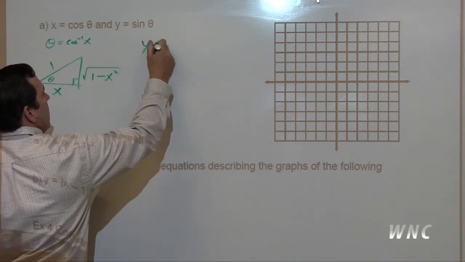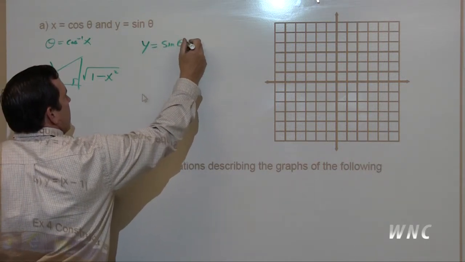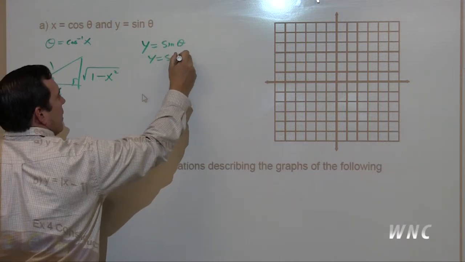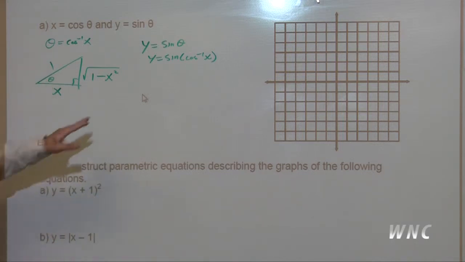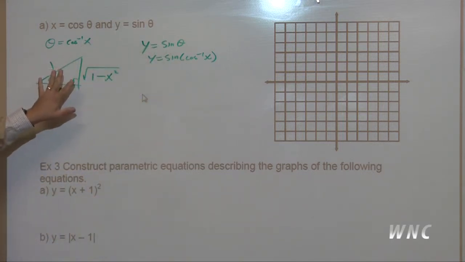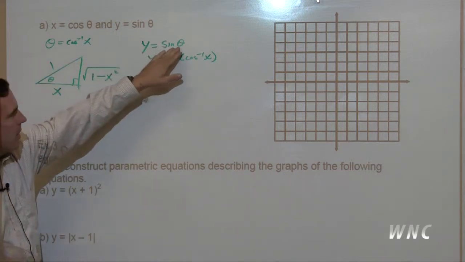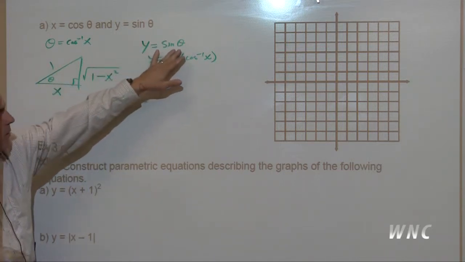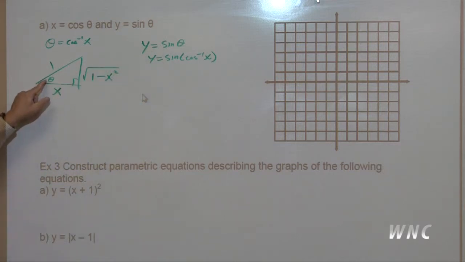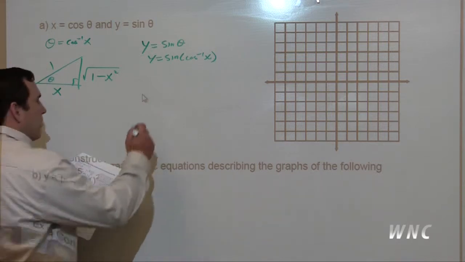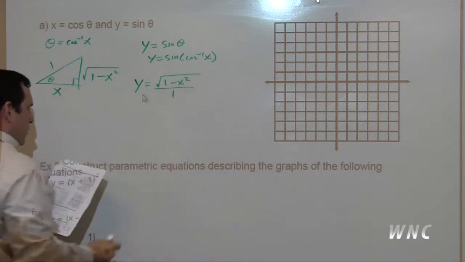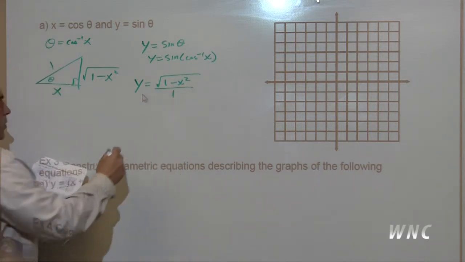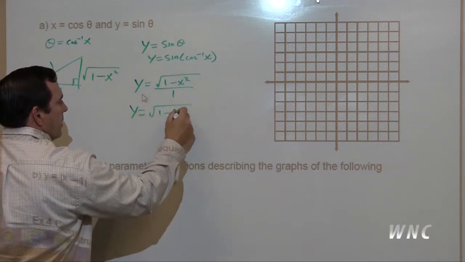So y will equal sine of theta. You could say y equals sine of cosine inverse of x. And to get that, we can always just reference back to here. Because y is sine of theta, we can use this to evaluate that in terms of x. So if this is theta, sine is opposite over hypotenuse. So y equals the square root of 1 minus x squared.